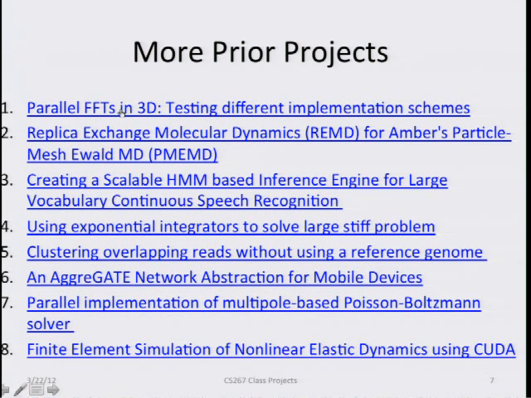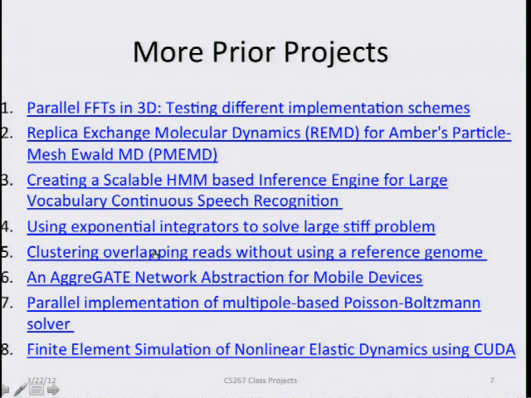Parallel FFTs in 3D. You haven't heard that lecture yet, but there's a big design space about how to make 3D FFTs work better. This next one was actually the problem of the person who was working on amyloid beta peptide for Alzheimer's disease. This was the technical detail of how she was doing the molecular dynamics. This is the speech recognition problem using hidden Markov models. This was using a parallel Krylov subspace solver for solving large, stiff ODEs.